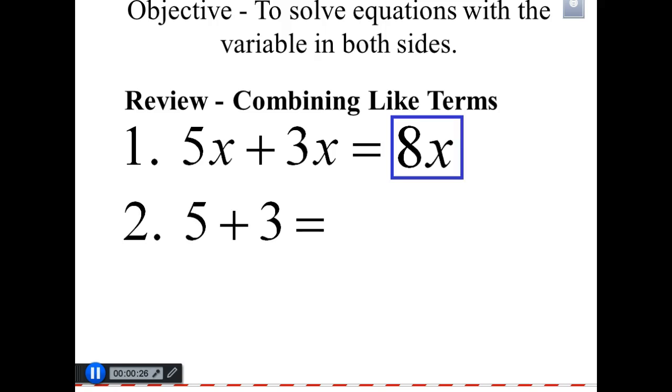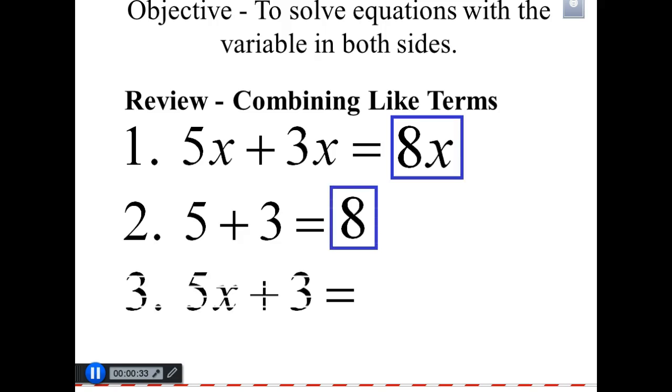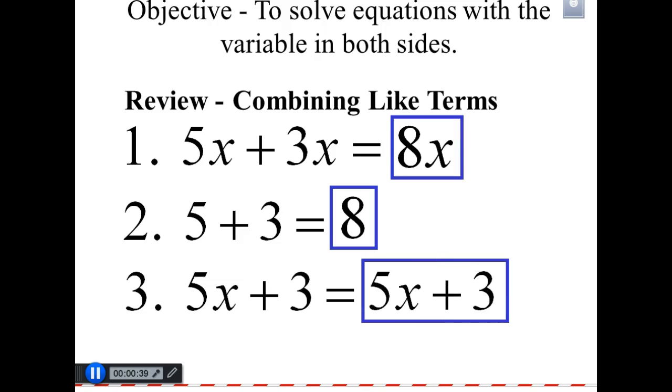What is 5 plus 3? Right, not a trick question. What is it? 8. Okay. Most importantly, though, what is 5x plus 3? 5x plus 3, right? Those cannot be combined.